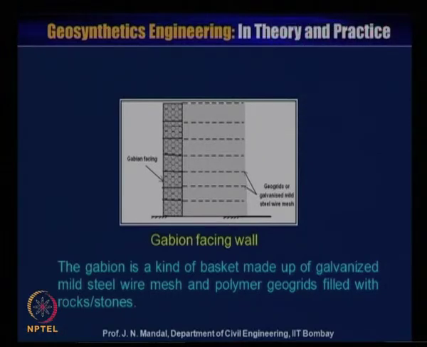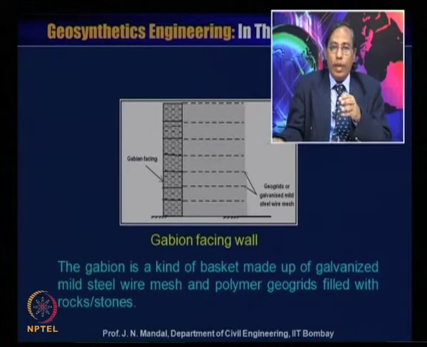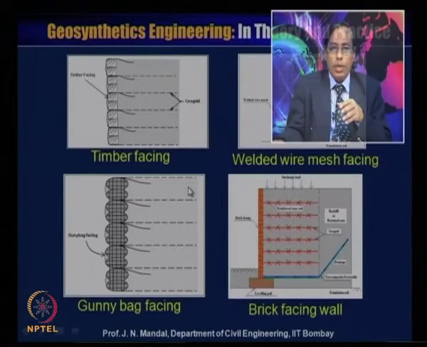Now the gabion facing wall. Gabion also can be used as a facing element. So this is the gabion, a 1 meter cube of galvanized mild steel. This will act as a gabion, and you can place these gabions one by one, and then you can place the reinforcement which can be connected with the gabion. Gabion is a basket made of galvanized mild steel wire mesh and polymer geogrid filled with rock or stone. So gabion also acts as a facing element.